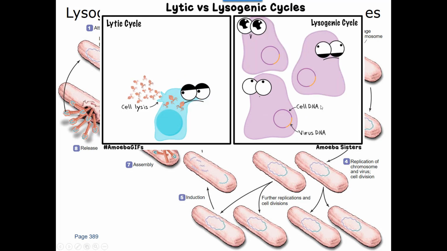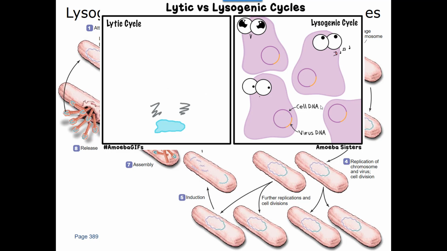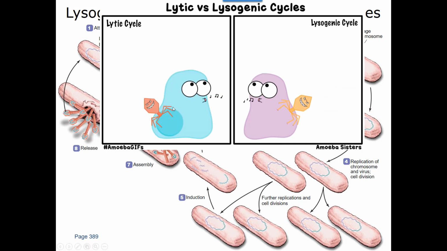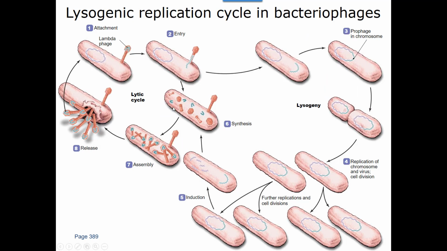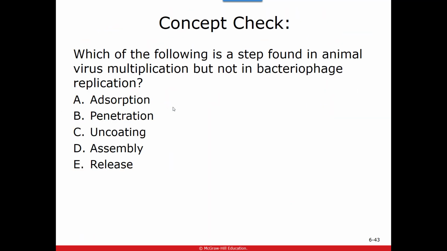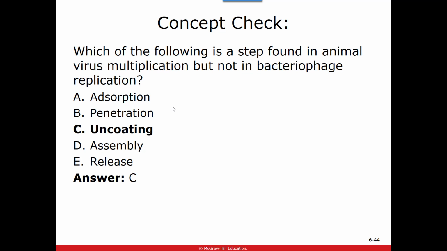Now, little concept check. Which of the following is a step found in animal virus multiplication, but not in bacteriophage replication? And that's the uncoating. And that's because in a bacteriophage, they only inject their DNA in. They don't have that full engulfment of the whole thing, capsid, envelope, or anything else. They just inject, so they don't need to uncoat. There's nothing to uncoat.